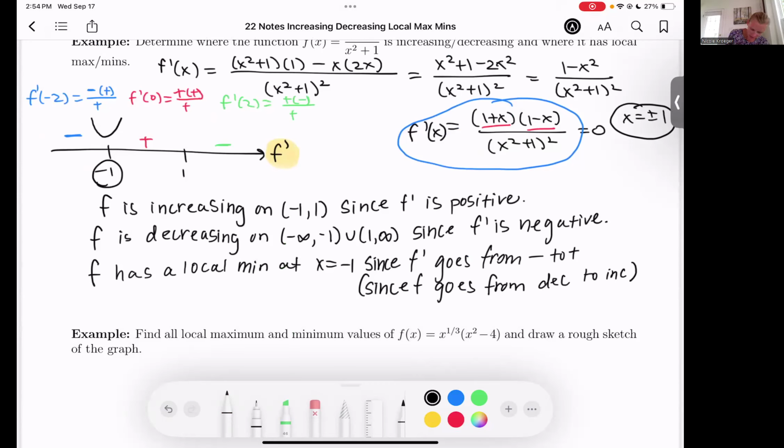Okay. And then we're going to have a local max. So f has a local max at x equals 1, since f prime goes from positive to negative.